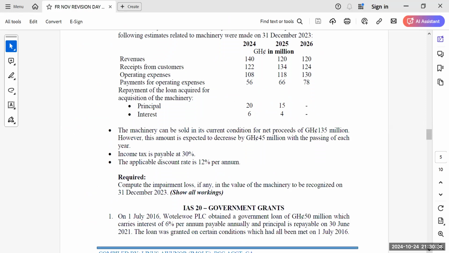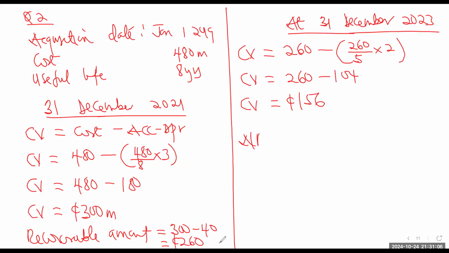However, the machinery can be sold in its current condition for net proceeds of 135 million. However, this amount is expected to decrease by 45 million with the passing of each year. So what is the net realizable value of the asset now, as of today? 135 million. That is what they are saying there. So the net realizable value as of today is the net proceeds, and that will give us 135 million.